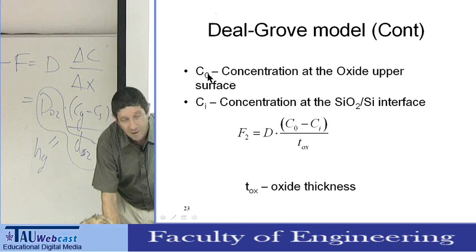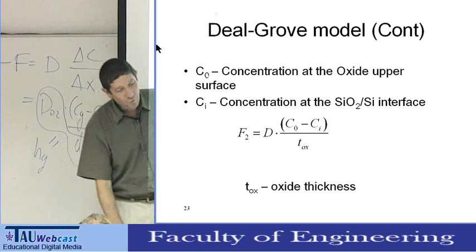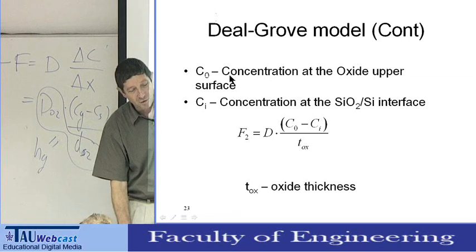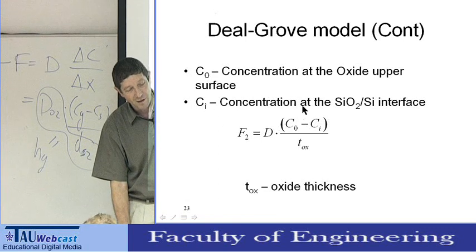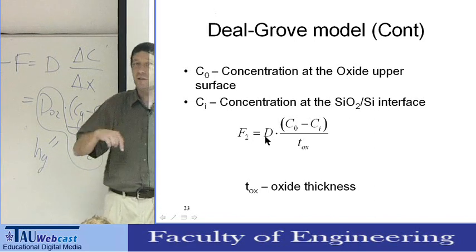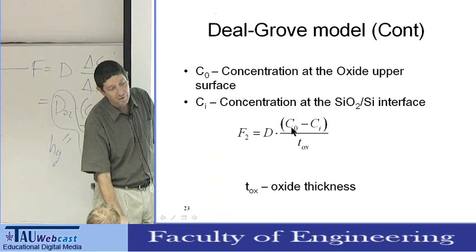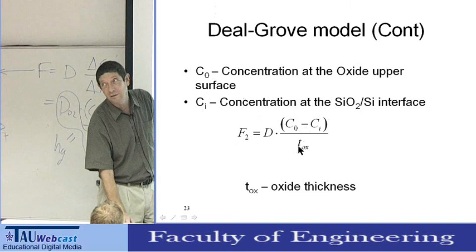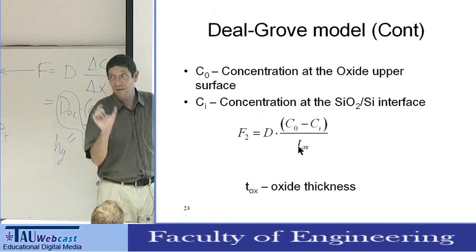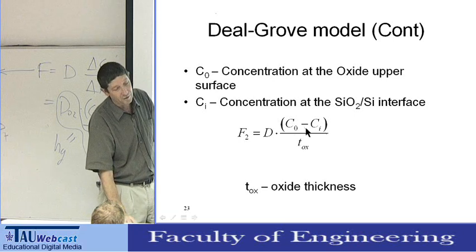This was about F1. Now about F2. F2 is much simpler to calculate because C0 is the concentration at the oxide upper surface and Ci is the concentration at the oxide silicon interface. So the flux is the diffusivity of the oxidant through the oxide times delta C, C0 minus Ci, over delta T, the thickness of the oxide. So this is the second equation.